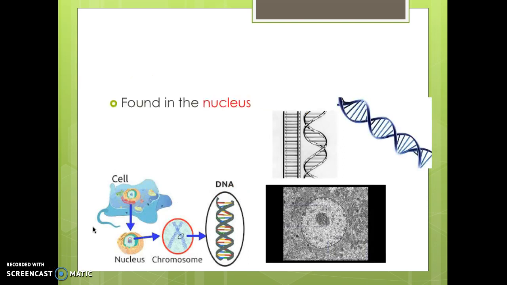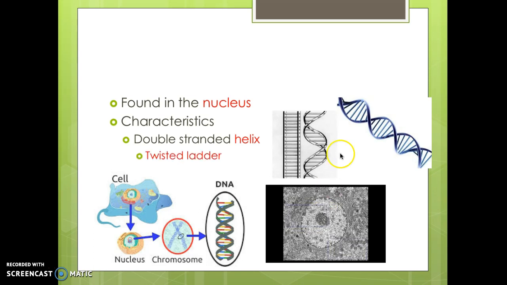So DNA is found in the nucleus. If you look at this electron micrograph here, you can see that this really dark spot is the nucleus. Its characteristic is that it is a double-stranded helix, which is a really fancy way of saying twisted ladder. So if you look, here's a ladder, here's a twisted ladder, that's what it looks like. No joke. We didn't know this until the 1950s when Watson and Crick did their famous experiment, so it's pretty cool.